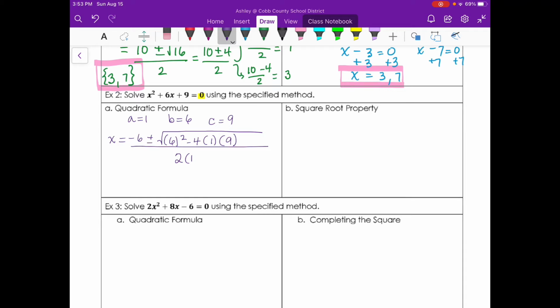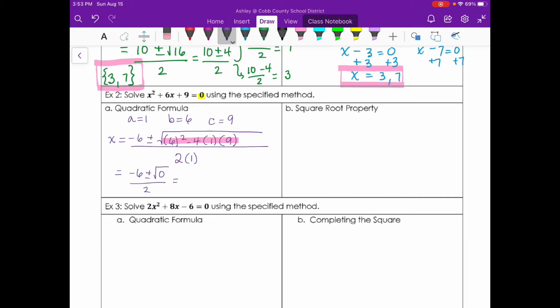over 2A. Now we're ready to evaluate the number underneath the radical. That's the discriminant, and that's 36 minus 36. That gives me 0 inside the radical. So that gives me -6 plus or minus the square root of 0 over 2. And I do encourage you to practice with your calculator and make sure that you're getting the same thing I'm getting when you substitute these things into your calculator, because you don't want to make those calculator mistakes on test day. So the square root of 0 is 0.